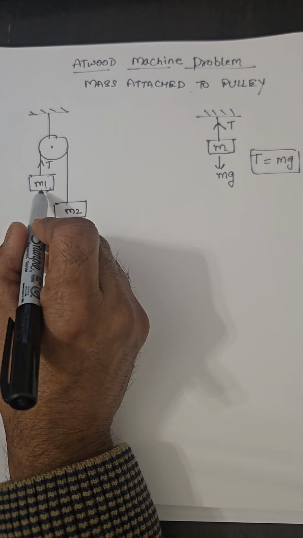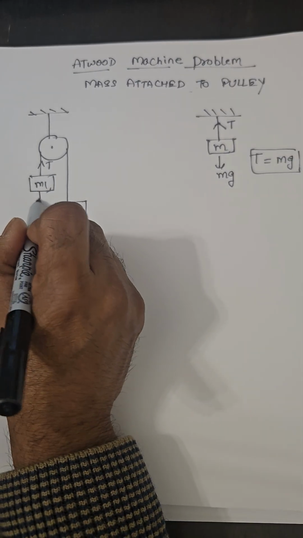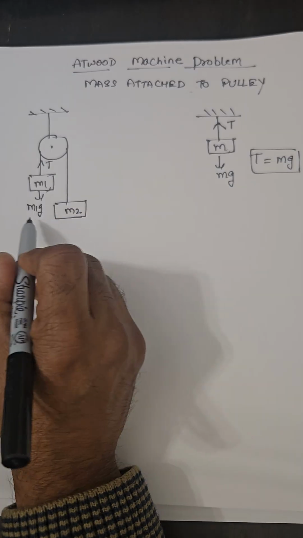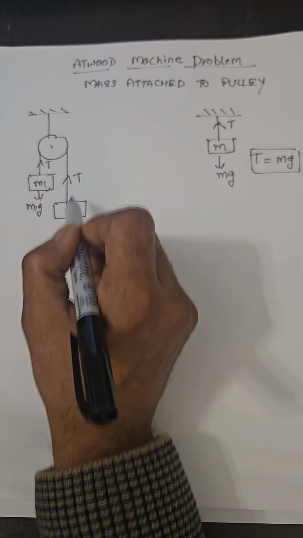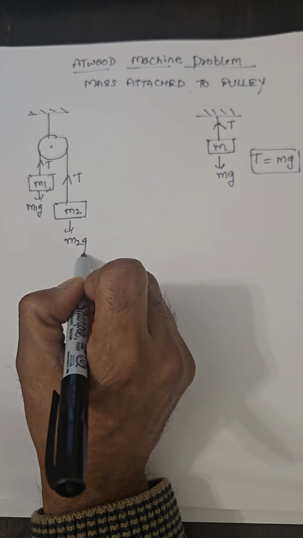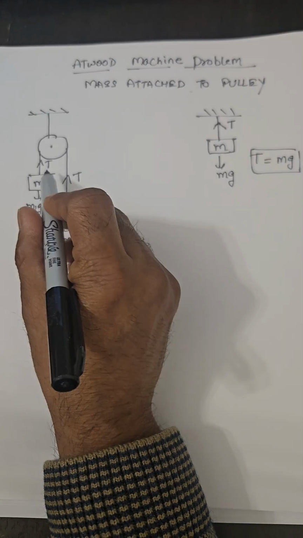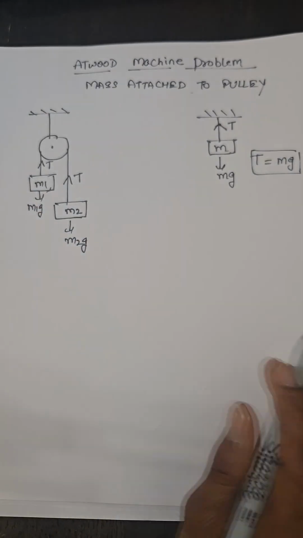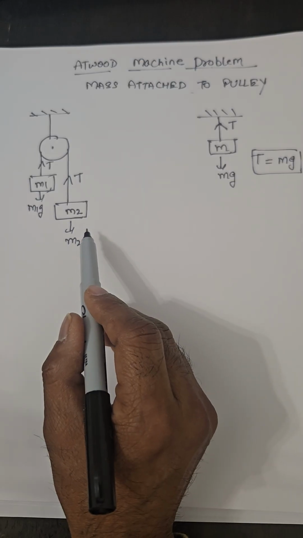For this mass m1, the tension T is upward. The weight acting downward for mass m1 becomes m1g, and for mass m2, the tension is upward and this m2g is acting downward. Now since the string is the same, tension is the same in both the strings. To solve these types of problems, we must know where the mass is moving.